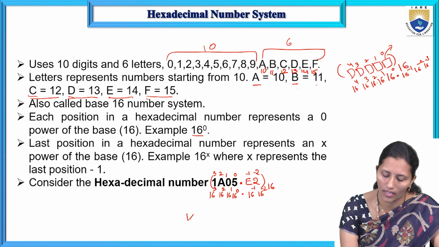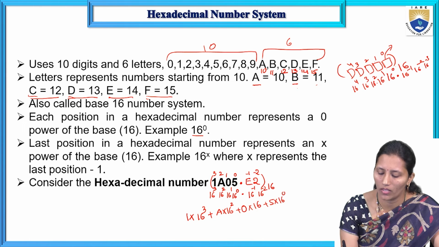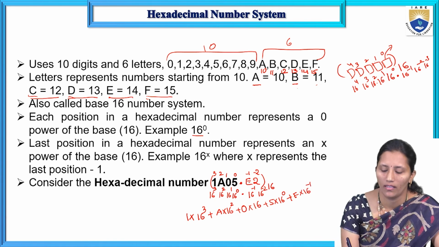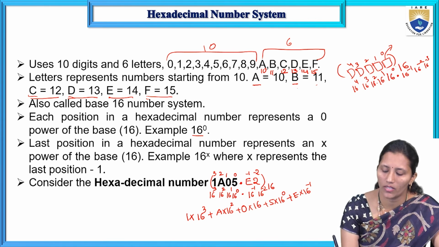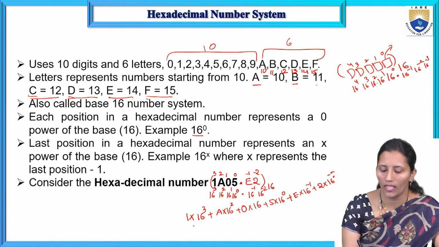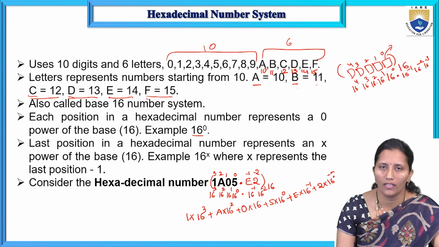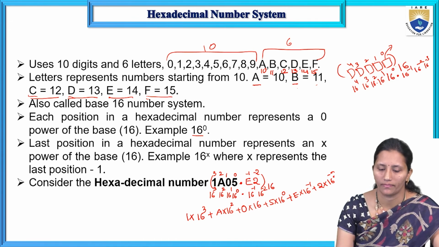That is nothing, we can write that as 1 into 16 power 3 plus A into 16 power 2 plus 0 into 16 plus 5 into 16 power 0 plus E into 16 power -1, because this is the right side of the decimal point. So E into 16 power -1 plus 2 into 16 power -2. Okay. So there we can have the total weight of the individual digits by using base 16.